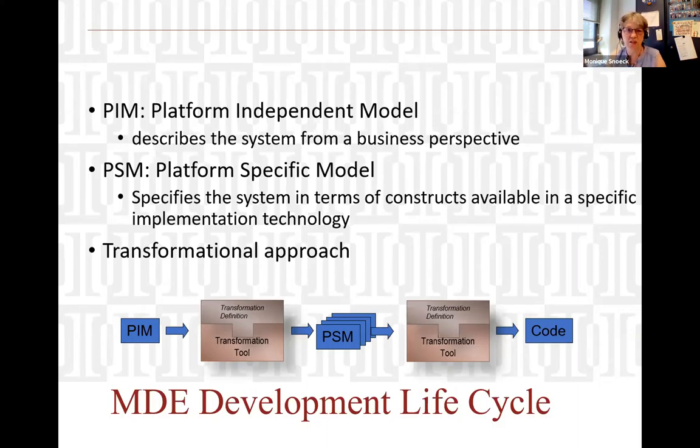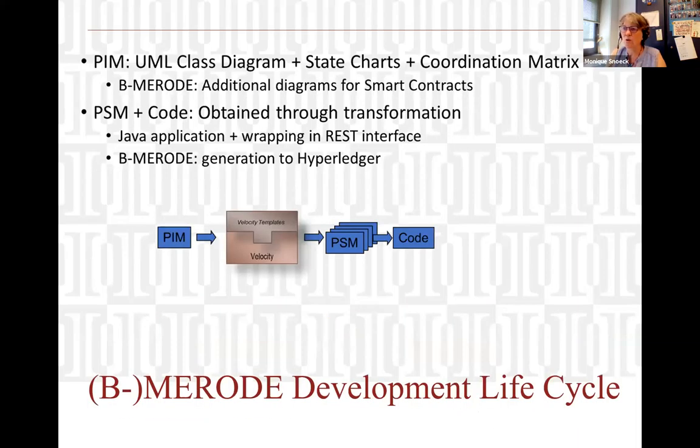And at the bottom, you see the chain. You start from your platform-independent model. You have your transformation tool where you plug in the transformation definition, you obtain your platform-specific models, and then you plug in another set of transformations to obtain the code. So if you want to check how your code was designed, you need to check your platform-independent model and your transformations. Okay, next slide.